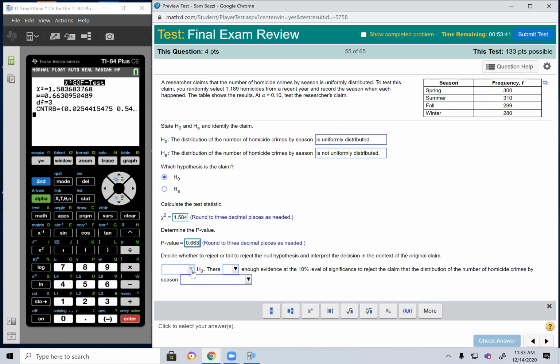Well, you guys agree with me, it's bigger than alpha, so you fail to reject H0. There is not enough evidence to reject the claim that the distribution is uniform. All right, next.